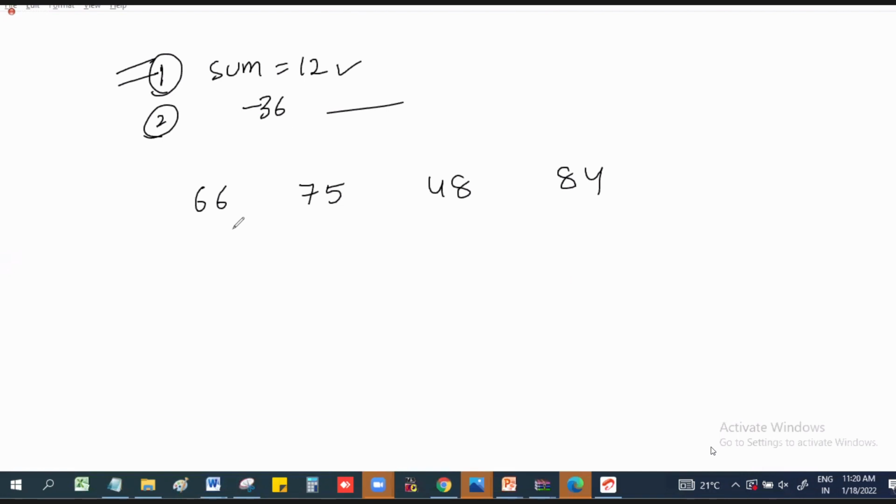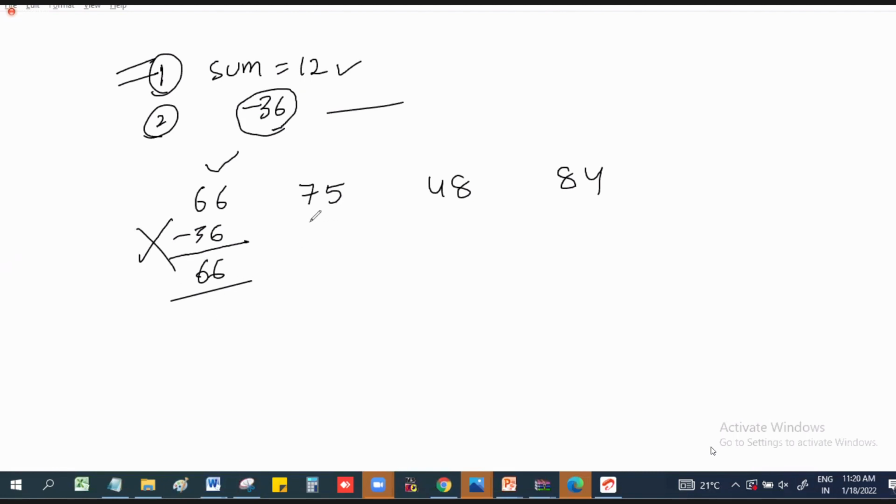Now the point is you have to reach the second condition. What is the second condition? Let's say if this is your answer, you have to subtract 36. You are supposed to get what? The reverse of 66. What is the reverse of 66? 66. How will you get this? No, this is not your answer.